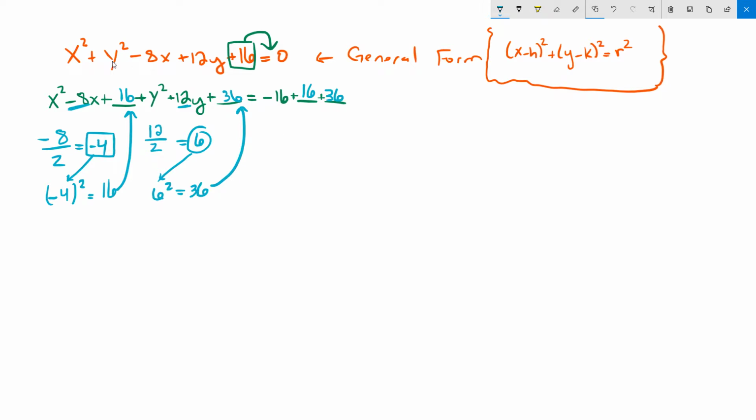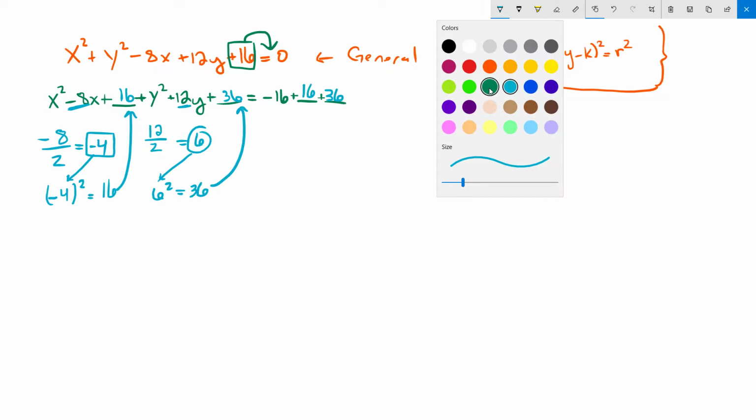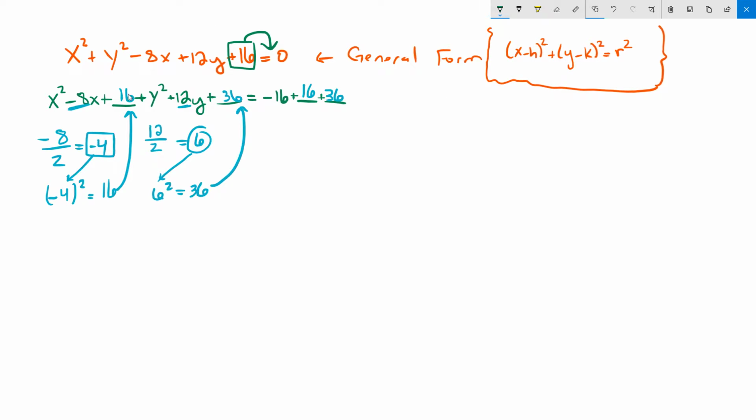So we're pretty much almost done. The hardest part is done. We've completed the square. We've organized everything in its relative parts. So let's go ahead and clean this up a little. So I'm going to switch back to green. So now let's write everything together in a nice manner.